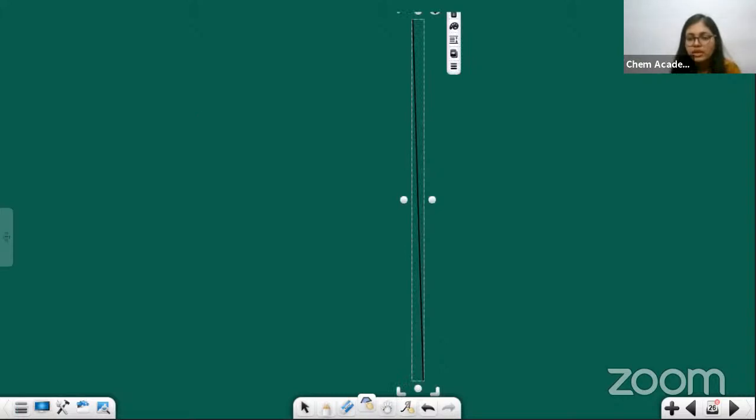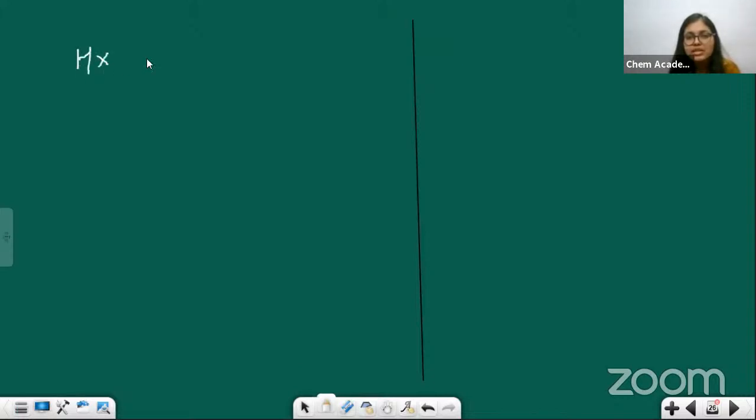Okay, we will have to write the reaction for it. So the reaction will be HX, it gives H+ and X-. Okay, this is how we will write the reaction for it.